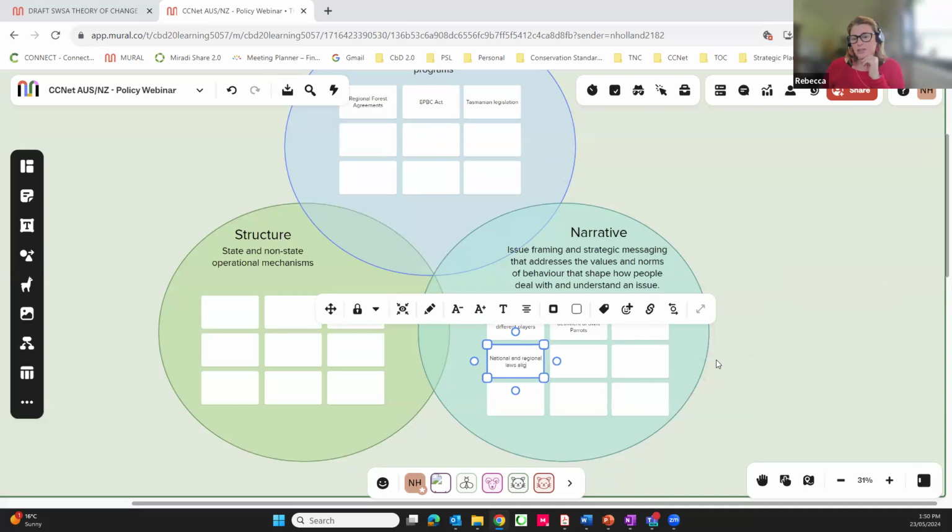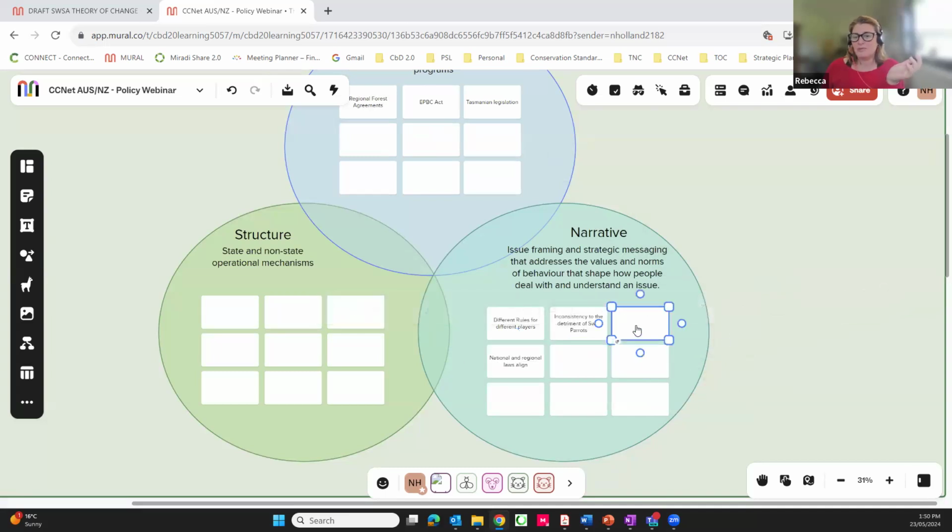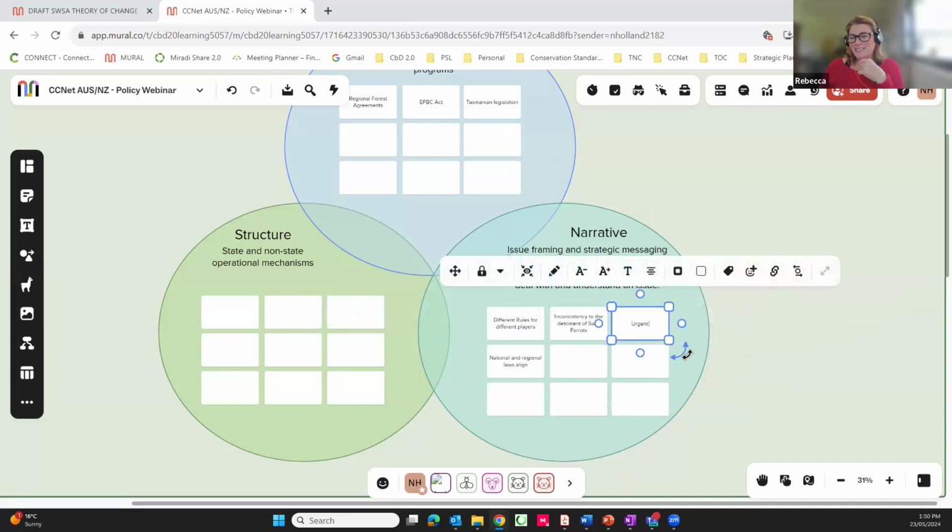I think also just the urgency, that we have less than 500 swift parrots left in the world. And so this is an urgent issue that requires attention.